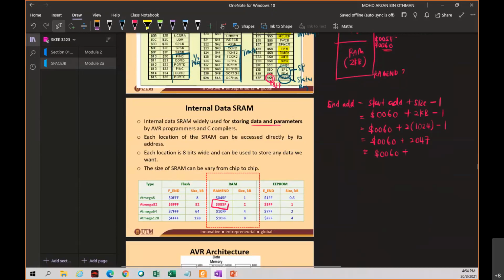Who has a calculator? Wait, let me check. Can you tell me what 2047 is in hexadecimal? Which is equivalent to 07FF. Okay, so this is 7FF. When 7FF is added to 60, what do you get? Press the calculator: 60 plus 7FF.